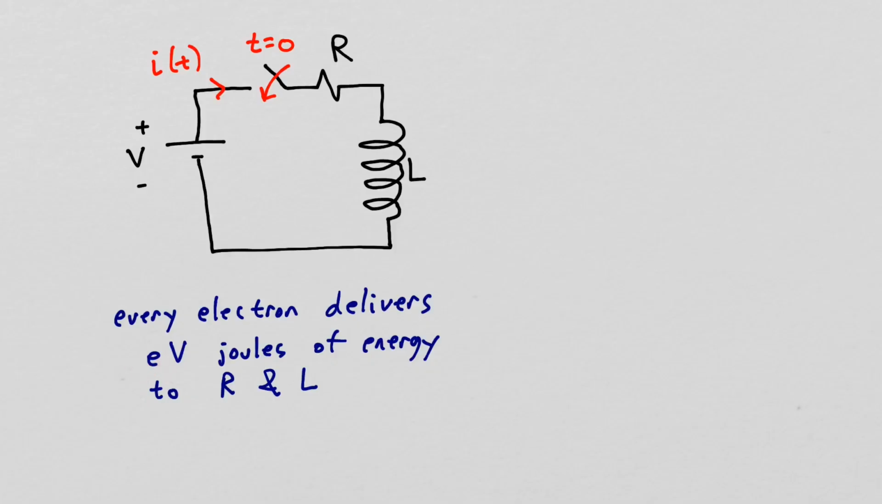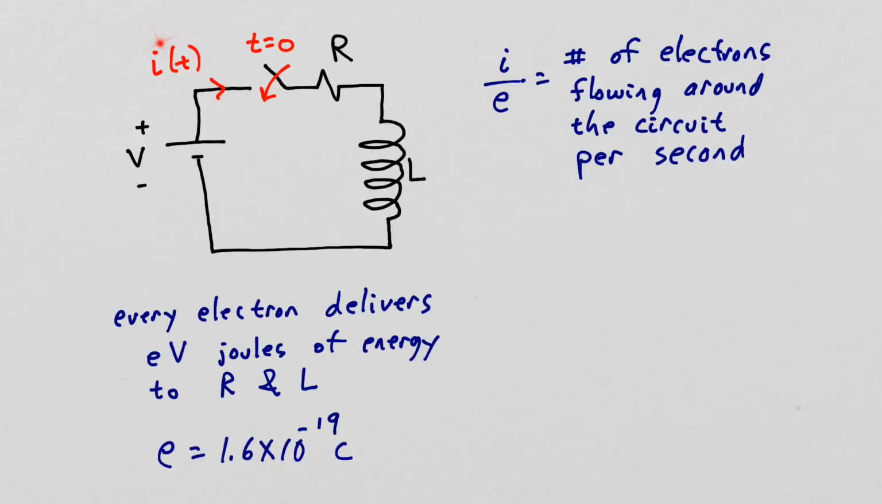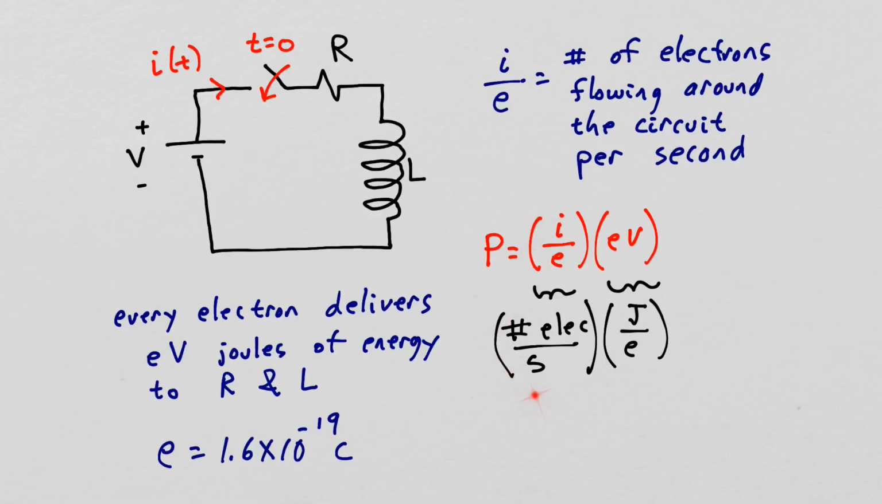If you take the current flowing around the circuit and divide by the charge on an electron, you obtain the number of electrons flowing around the circuit per second. If you take the number of electrons flowing around the circuit per second and multiply it by the amount of energy being delivered by each electron to the circuit, you obtain the energy being delivered per second, which is just the power, I times V.